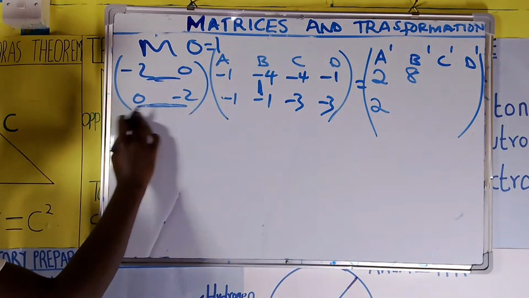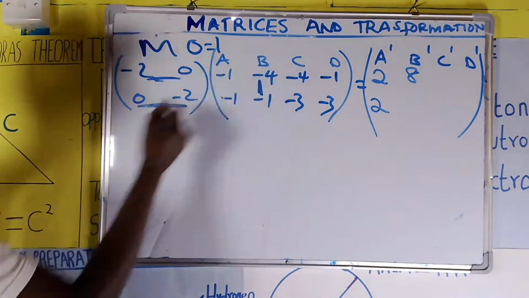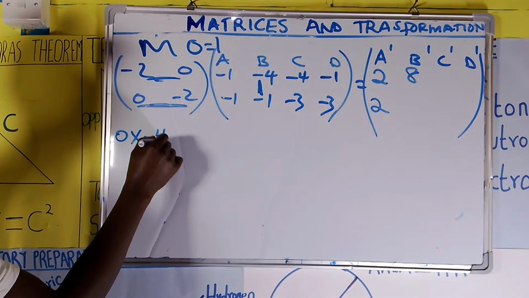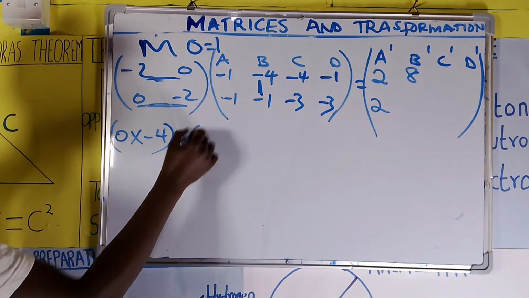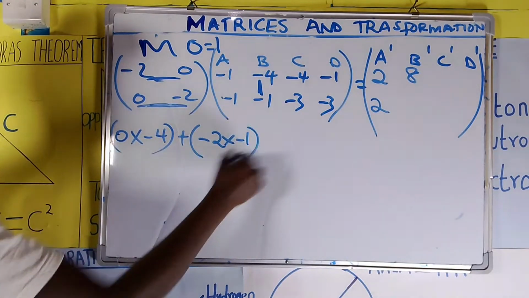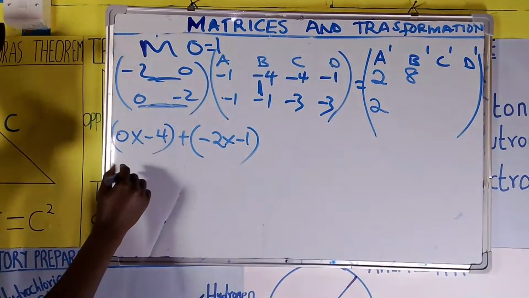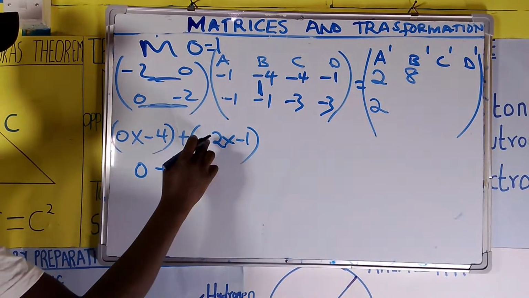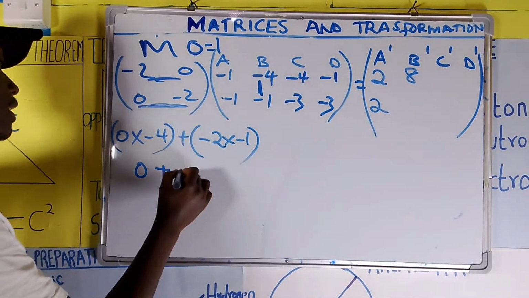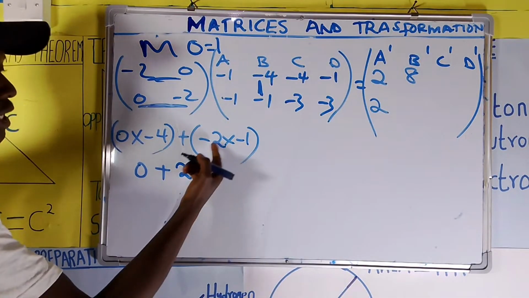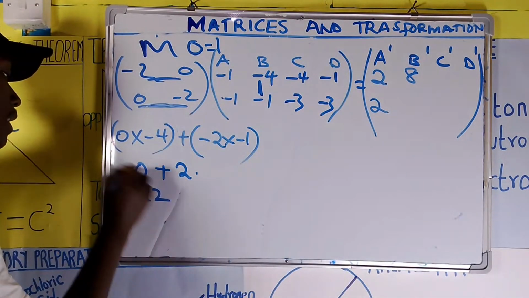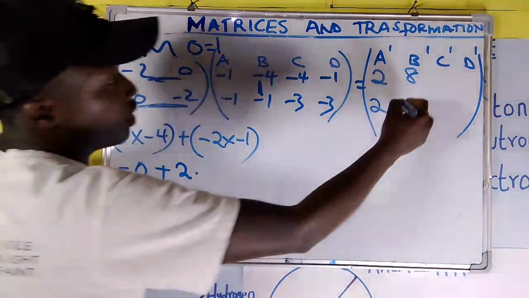Ya chini ni 0 times -4 plus -2 times -1. 0 times -4 is 0 plus -2 times -1 is 2. Negative times negative is positive. So our answer is 2. Hiyo itakuwa 2.